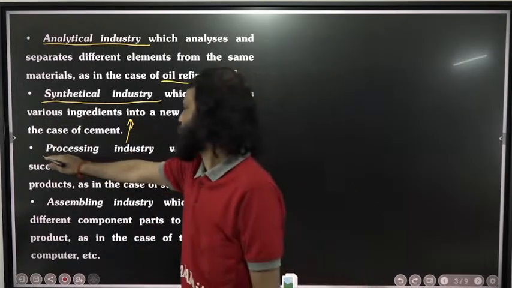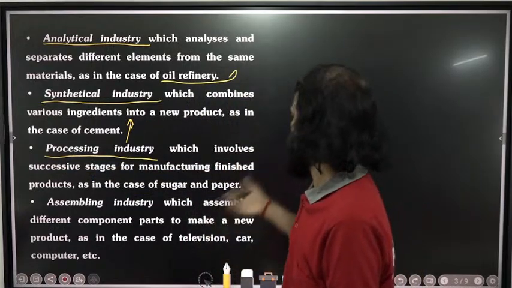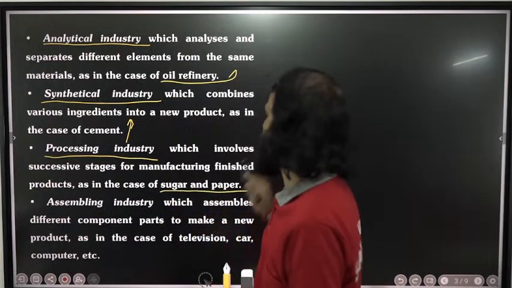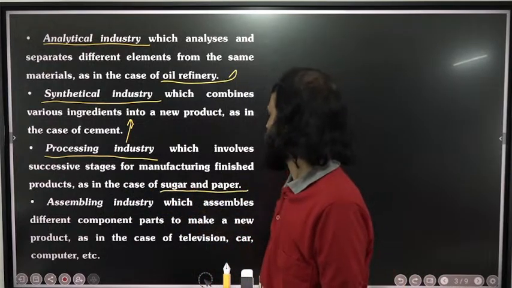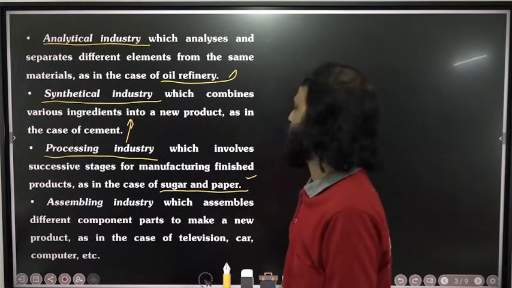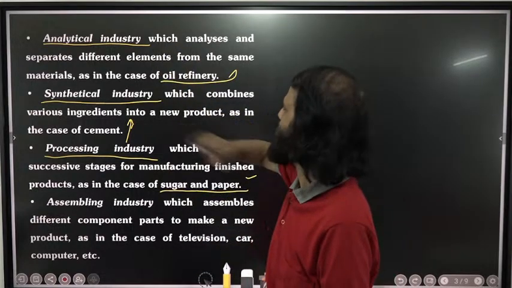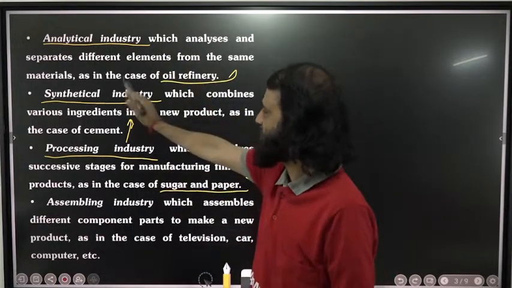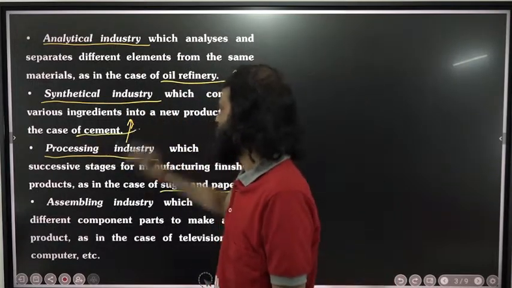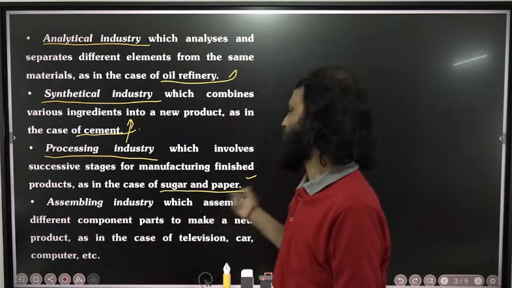Processing industry. What is processing industry? It involves successive stages for manufacturing finished products, as in the case of sugar and paper. What is sugar? You know that sugar cane. From pulp they make paper. So here we are studying about analytical industry, example is oil refinery. Synthetical industry, example is cement factory. Then processing industry, example is sugar and paper.